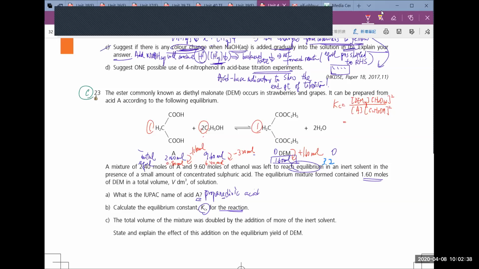Even though I've got volume terms, don't worry, all those will cancel out. 1.60 over V times 3.20 over V squared, over 0.80 over V times 6.40 over V squared. So all those V will cancel out. So here comes the answer, 0.50. Because of that, tell me the unit. No unit. Perfect, no unit. It's just 0.50.